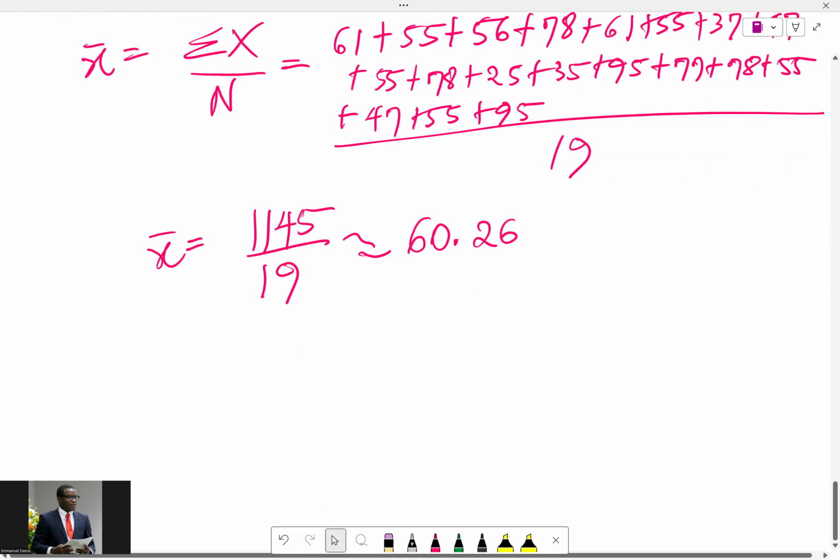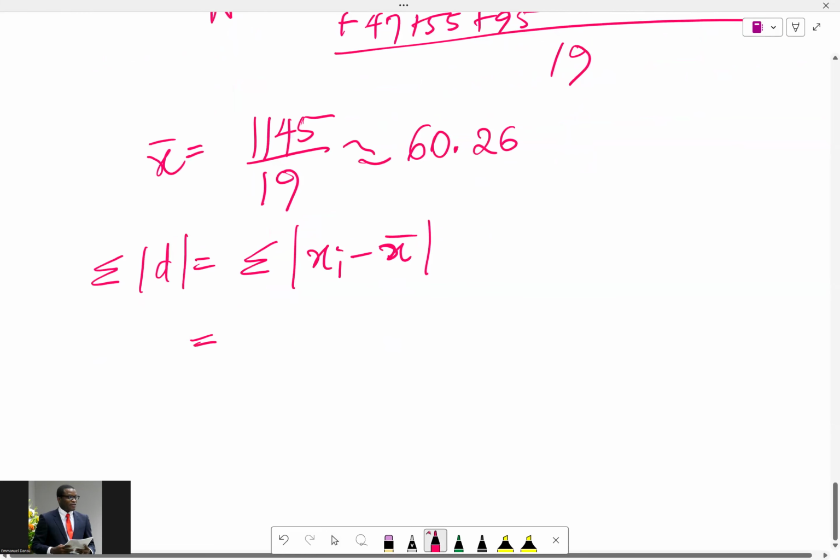So for the mean deviation now, what do we do? We now need the summation of the absolute value of D, which is the summation of the absolute value of xi minus x bar. So it means you are subtracting each one from x like that. I guess I'm just going to do everything at once to avoid stress.